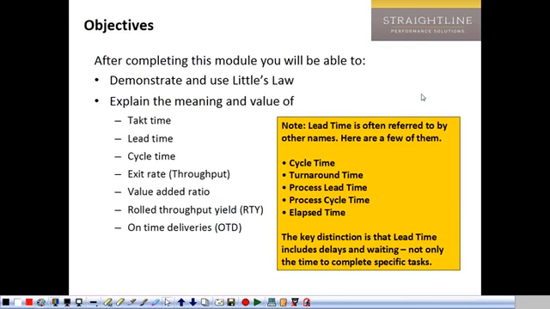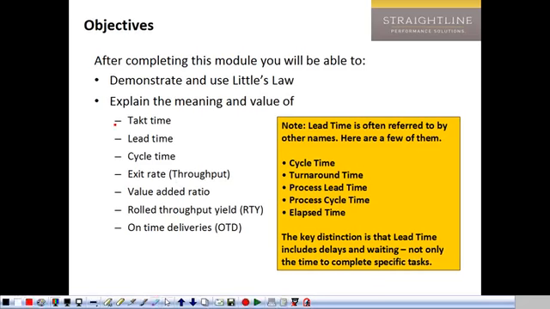This is slide 17, the objectives that we want to use to complete this module. When you finish this, you should be able to demonstrate and use Little's Law, something that we haven't talked about yet, but we will in this section, and explain the meaning and the value of takt time, lead time, cycle time, exit rate, or throughput is another word for that, value-added ratio, roll throughput yield, and on-time deliveries.